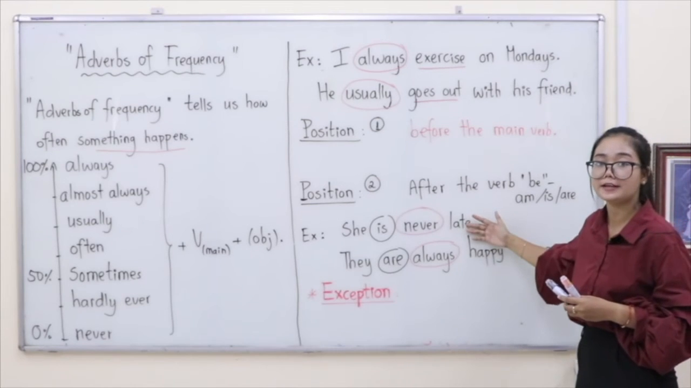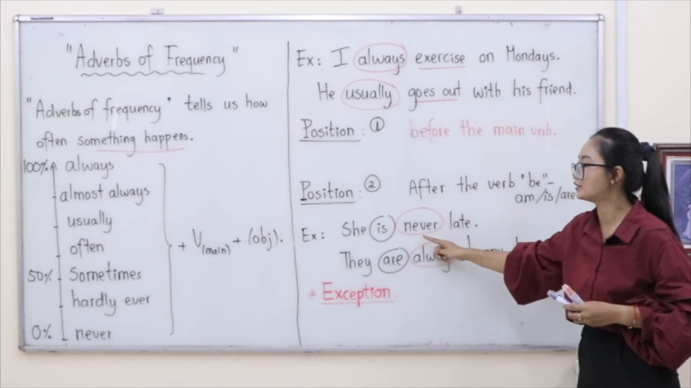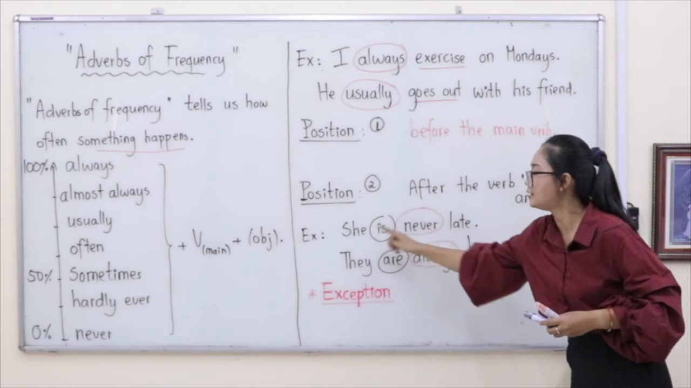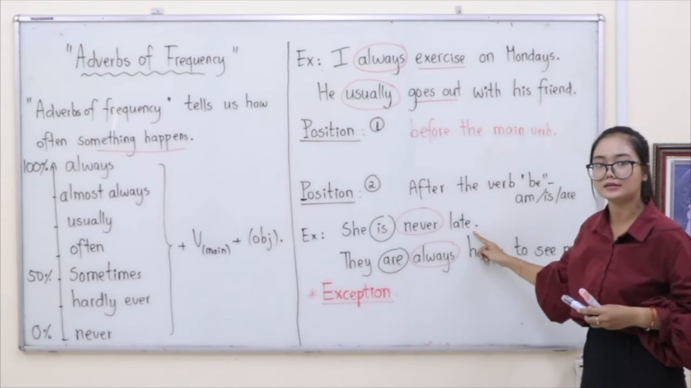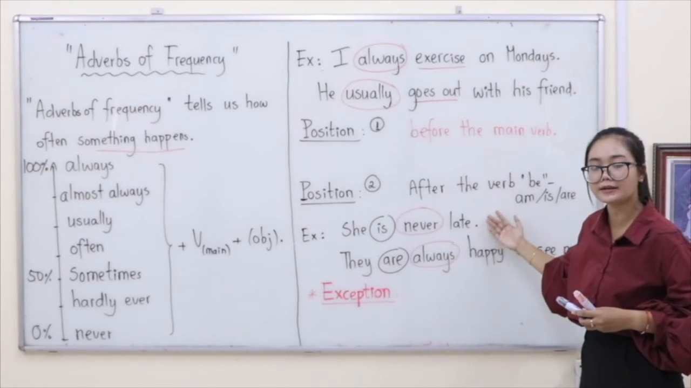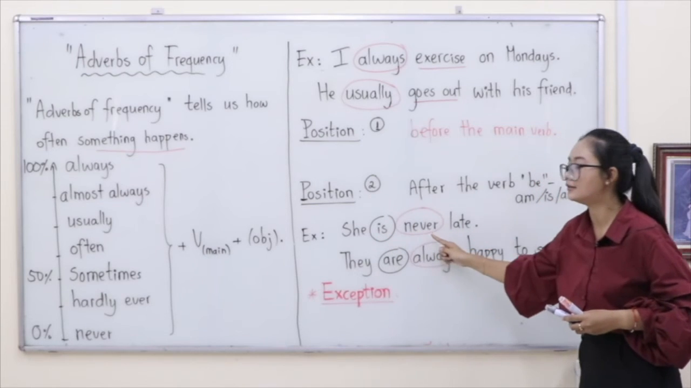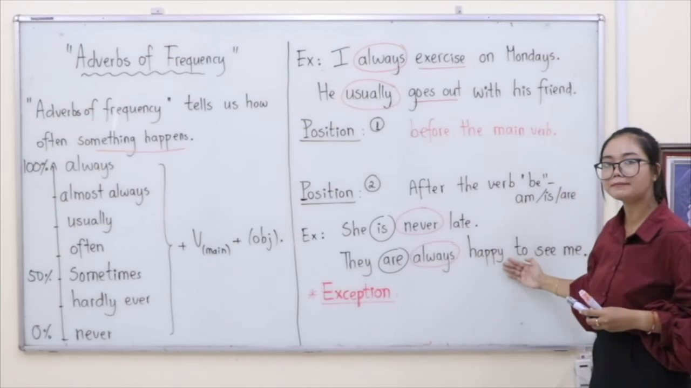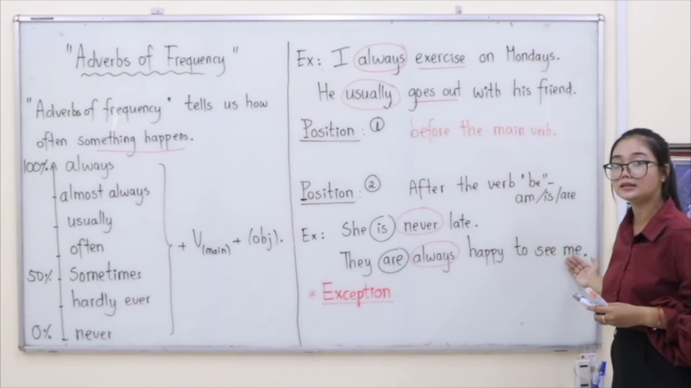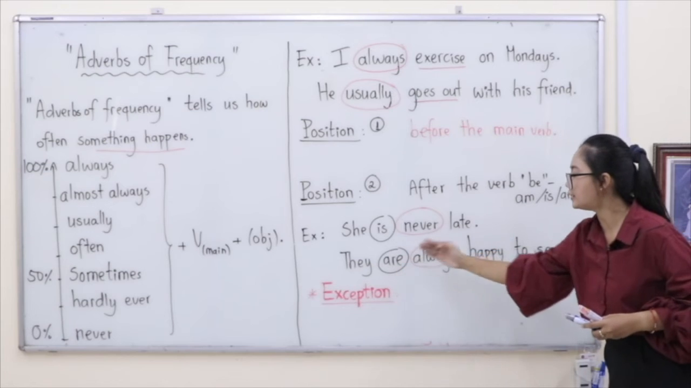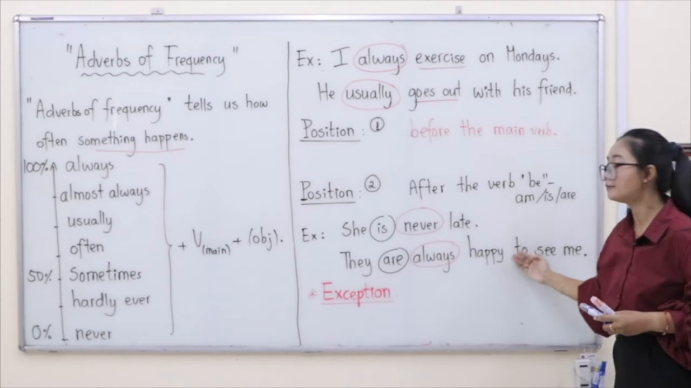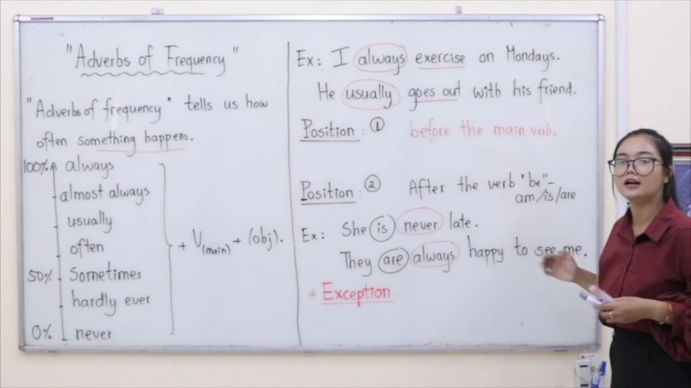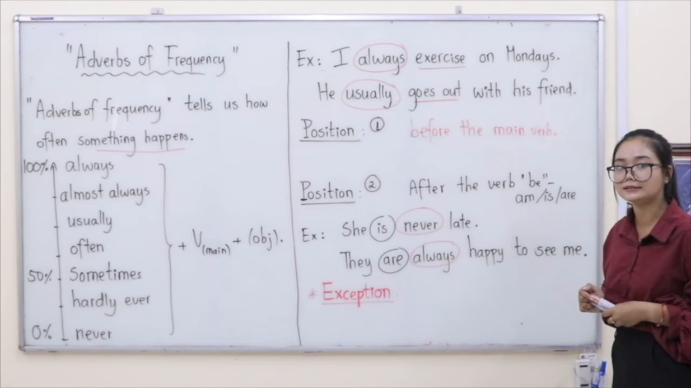You can see from this example, she is never late. You cannot say she never is late. This is wrong. So the correct answer, she is never late. They are always happy to see me. You cannot say they always are happy to see me. Alright, I hope you get this position of the adverb of frequency.